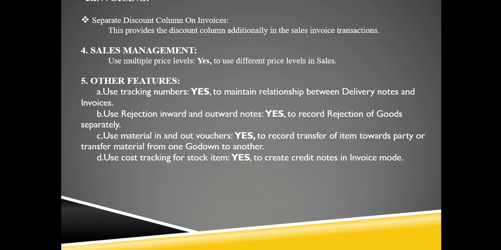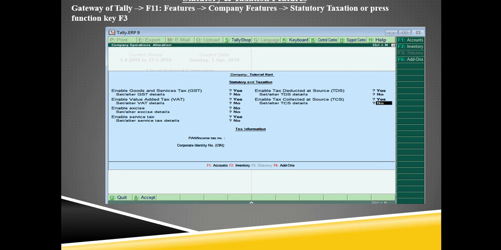So sales management, if you want different price levels to be activated, then you can enable this feature. Then you have other features like maintain relationship for delivery notes, then record rejection of goods separately, then record transfer of items, record credit notes, etc.